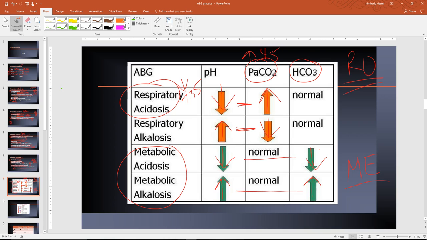So let me choose a different color here. So our two values are our CO2. You need to connect that with the respiratory system. And then our bicarb needs to be connected to the metabolic system. So when we're talking about respiratory disorders on the ABG, we're looking at CO2 levels that are out of whack. When we're looking at metabolic problems on the ABG, it's going to be bicarb levels that are out of whack.